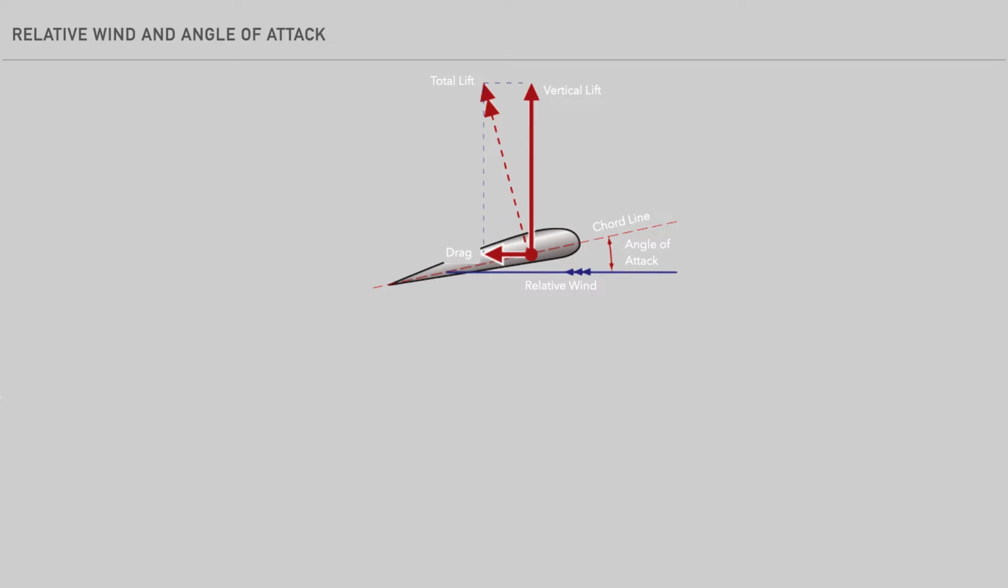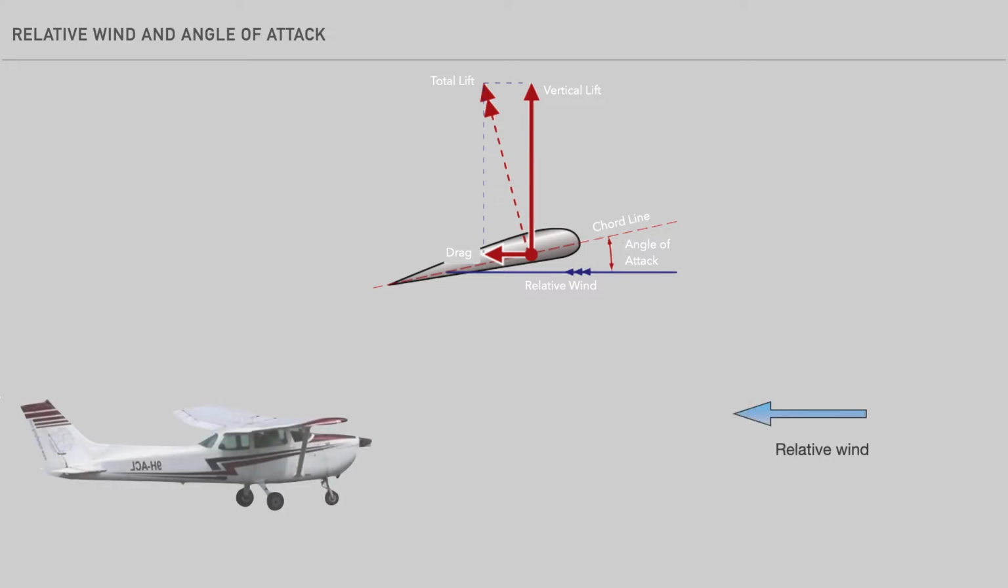Another concept which will be very important to understand is relative wind and angle of attack. Relative wind refers to how the oncoming air strikes the wing as it moves along its flight path. The angle of attack is the angle formed between the relative wind and a portion of the wing called the chord line. The formal definition of the chord line is discussed in a separate lecture.